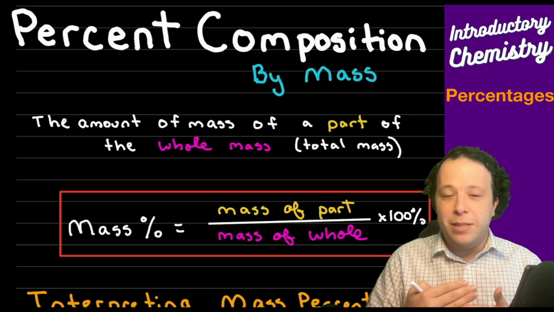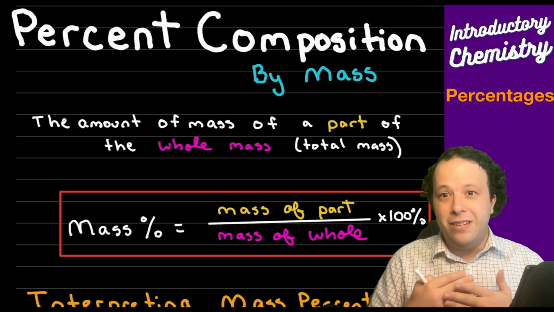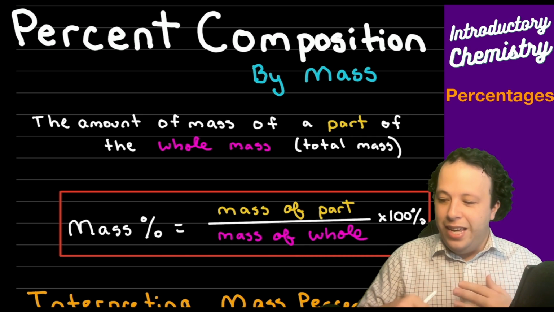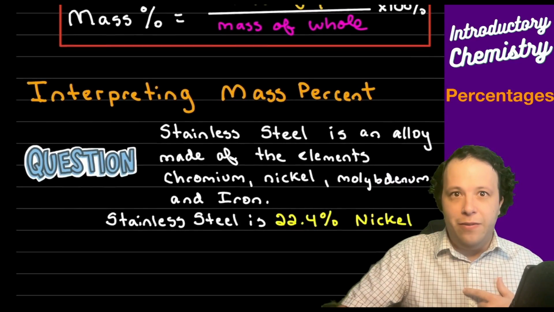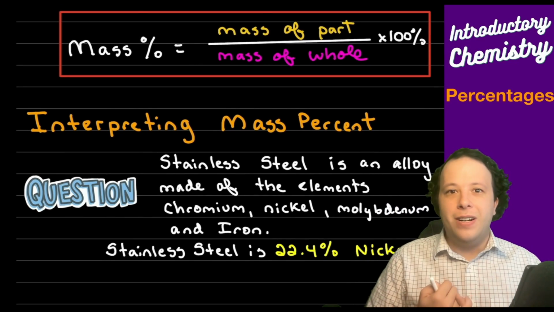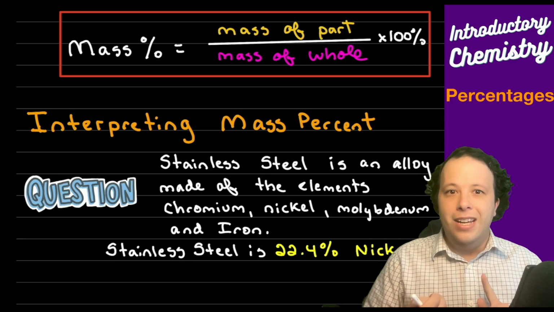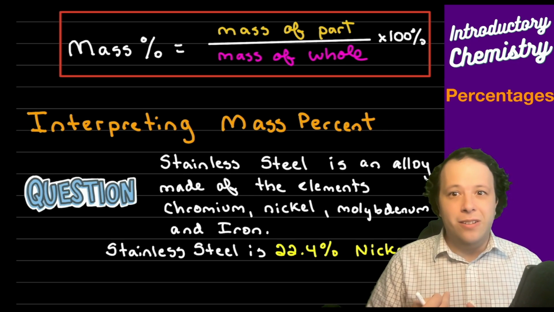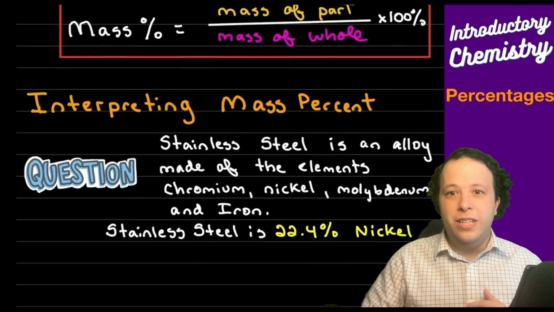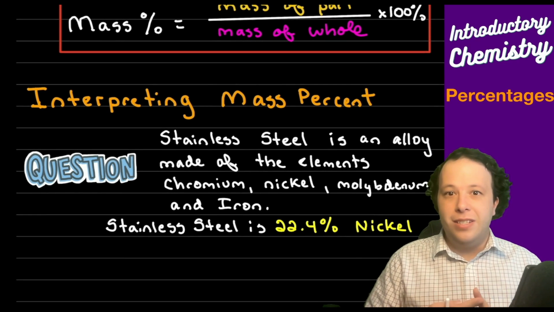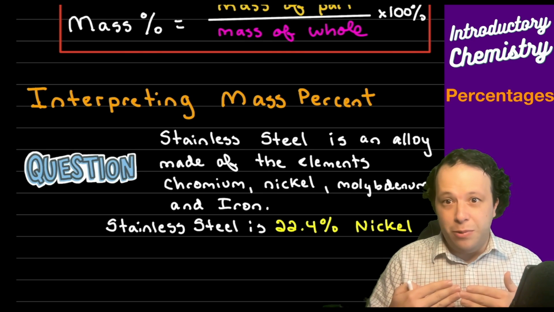In this case, mass percent is a very common thing for us to figure out: how much of a specific compound or molecule is within our substance. So how can we interpret that? Well, say I have stainless steel, which is an alloy, meaning it's made of multiple metals, and it's made up of the following elements: chromium, nickel, molybdenum, and iron. Stainless steel is 22.4% nickel. So how can we define this as a fraction or a decimal?